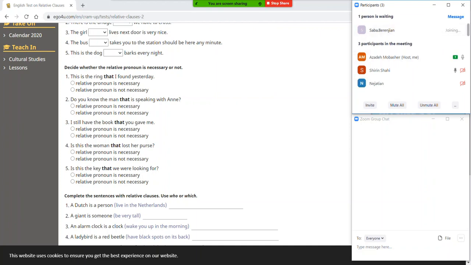Do you like the man that is speaking with Anna? Yes. We have to use that here. It's necessary, yes. I still have the book you gave me. We can omit this. Yes, very good. Number four.